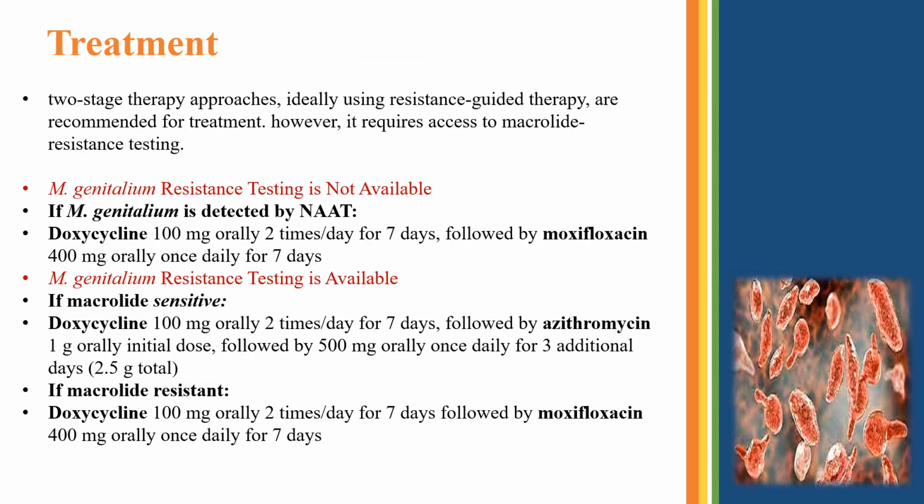For treatment of Mycoplasma genitalium infection, two-stage therapy approaches, ideally using resistance-guided therapy, are recommended. However, it requires access to macrolide resistance testing. If M. genitalium resistance testing is not available and M. genitalium is detected by a nucleic acid amplification test, doxycycline in combination with moxifloxacin can be effective.